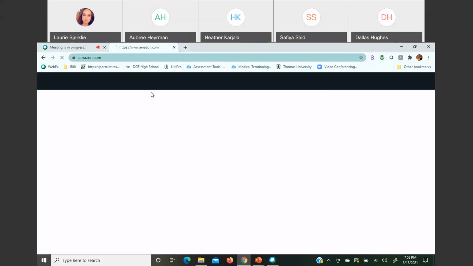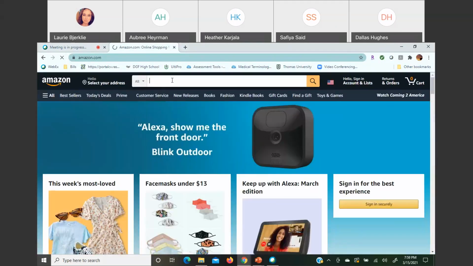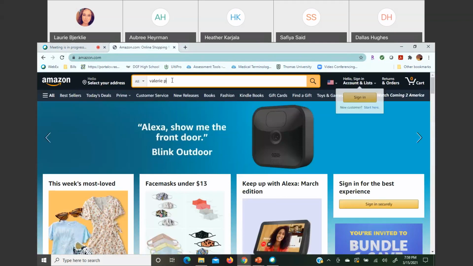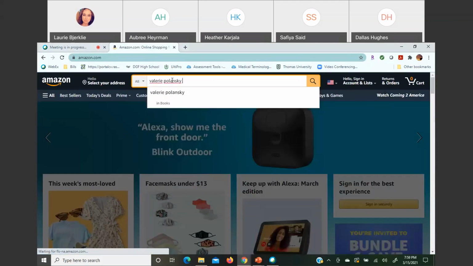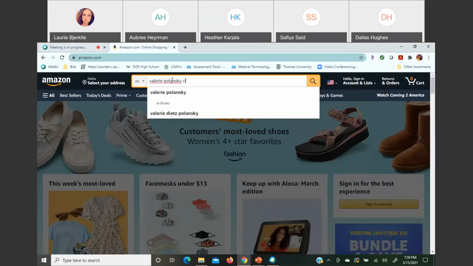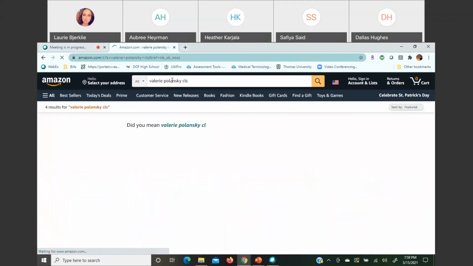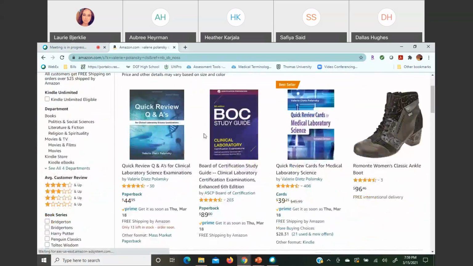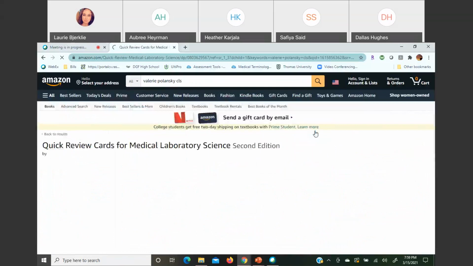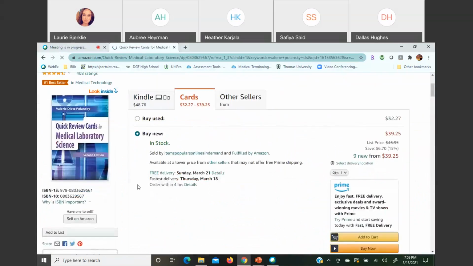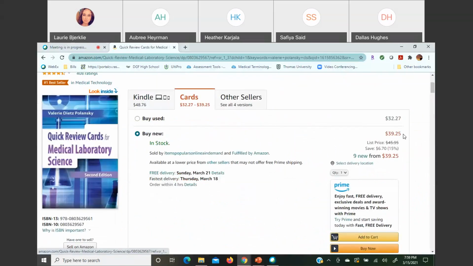But the other thing is, and maybe you guys have already been told about these or have them, there are cards that you can get off of Amazon, and there used to be, hopefully she still has them, Valerie Polanski on Amazon. So hopefully you guys can still see my screen for Amazon. The quick review cards from Medical Lab Science. So see, it says bestseller. Buy new in stock. Yeah, $40.